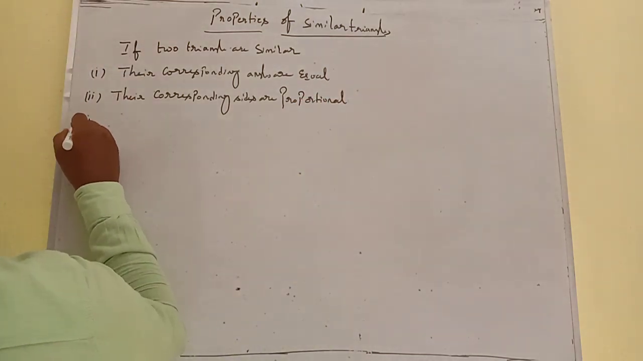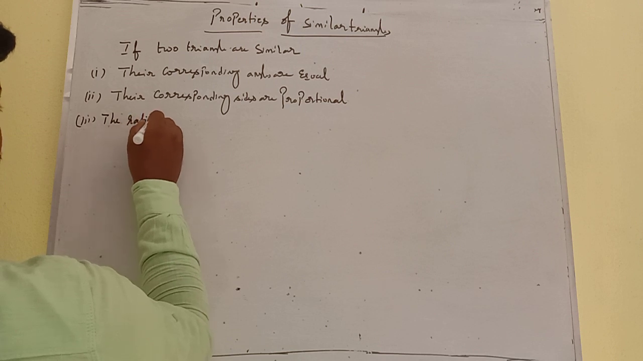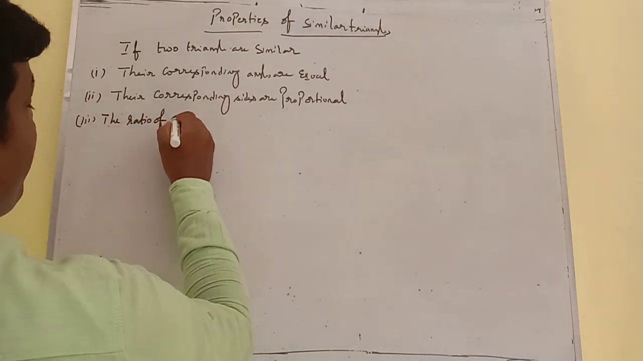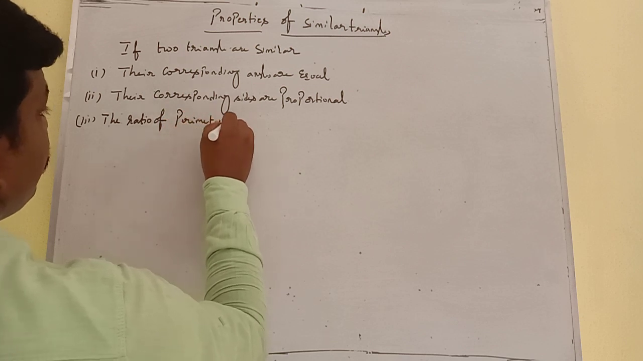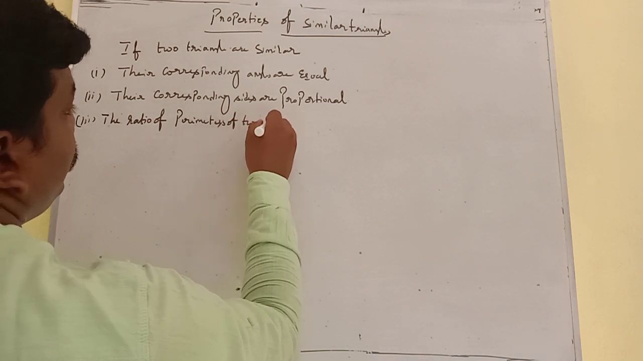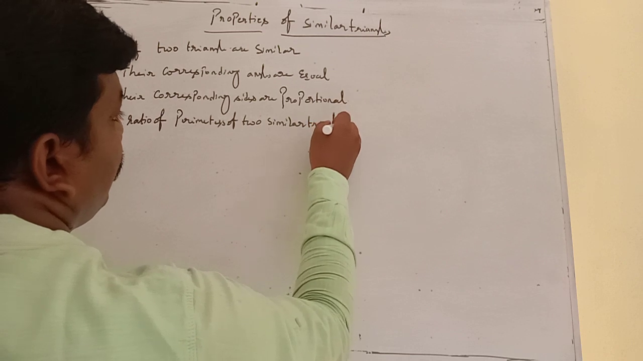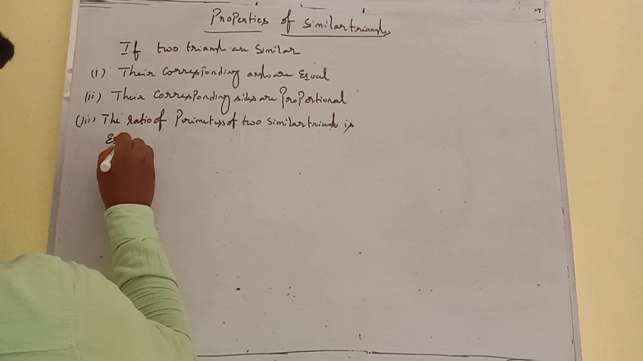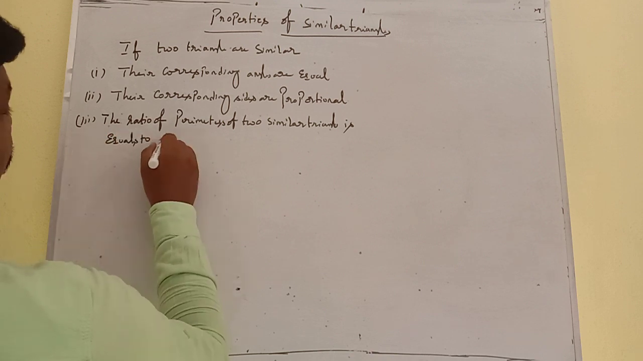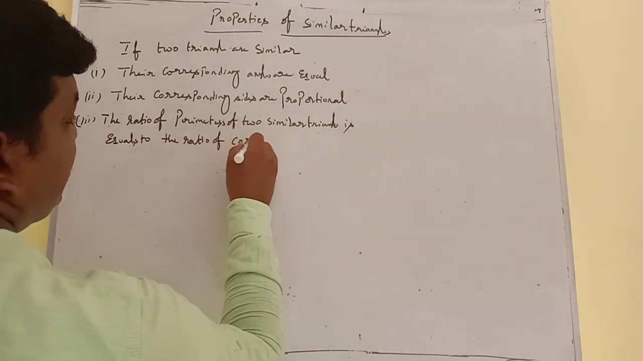Then the third condition is that the ratio of perimeters of two similar triangles is equal to the ratio of corresponding sides.